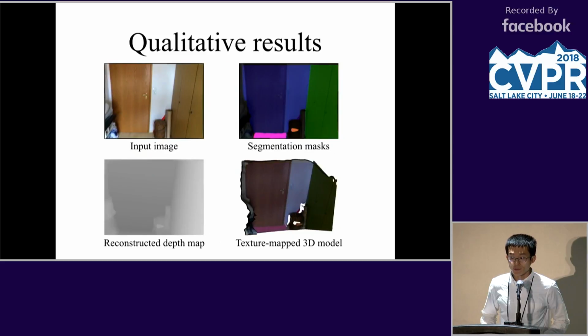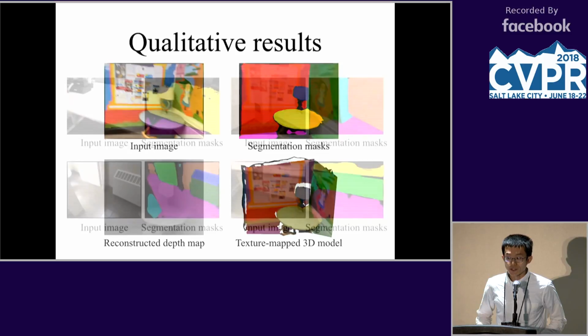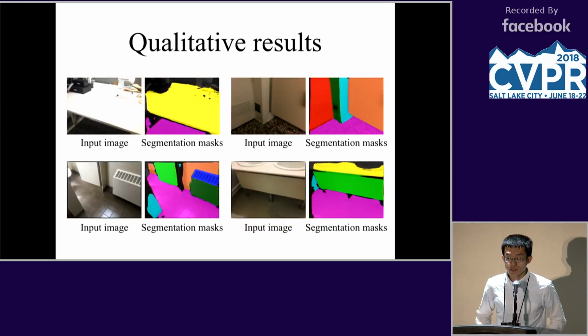Now let's look at more results. Here we show the input image, segmentation mask, synthesized depth map, and 3D models. Results show that our PLANET is able to extract planes robustly.